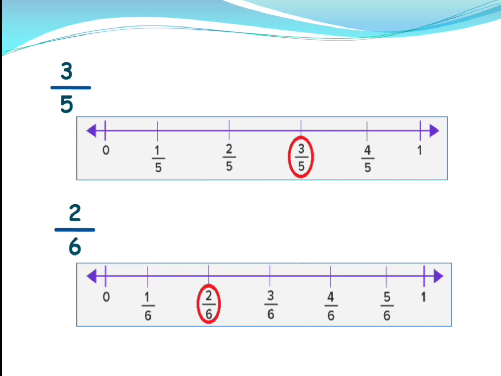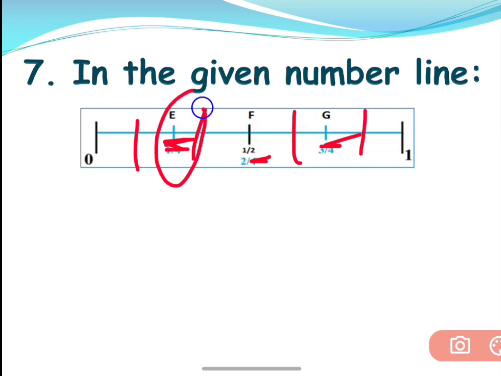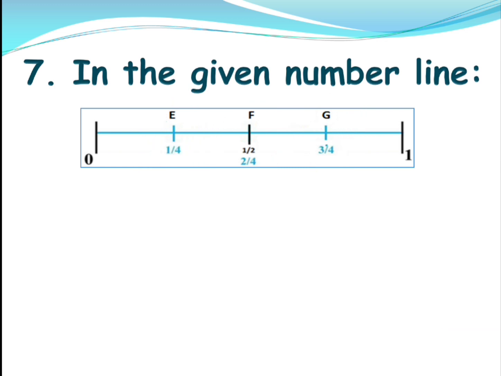we need to write the letter. Let's see. So in the given number line, they have made 4 parts. Here children, in the content book they did not give you this one. They only gave the letters E, F, G, and 1 by 2 they have given. Yes, so if you see, it is divided into 4 parts, isn't it? So 1, 2, 3, 4. That means this becomes 1 by 4, this becomes 2 by 4 and this becomes 3 by 4. That I have mentioned here.